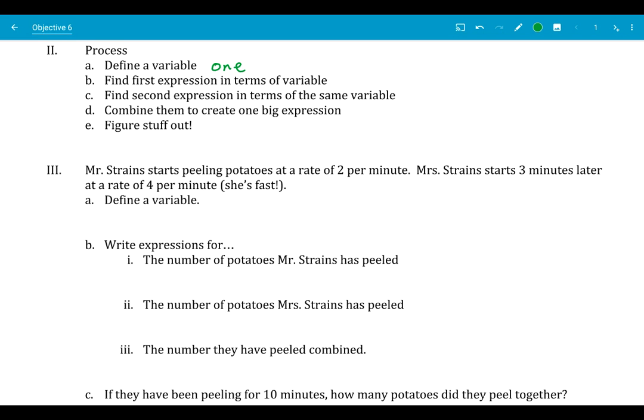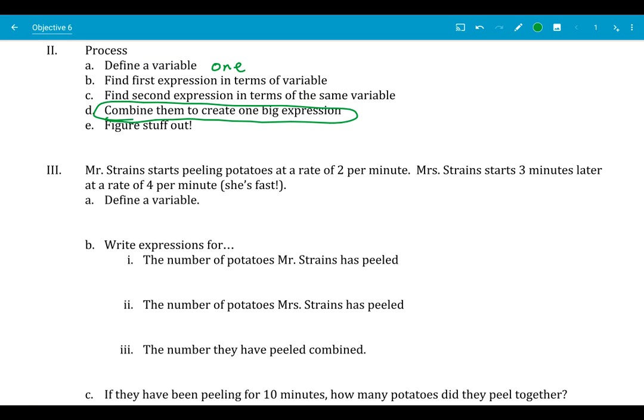You are then going to write each of those expressions in terms of the variable. And then here is the part where we don't know exactly how you're going to combine them. Maybe you're going to add them together and set them equal to a total number. Maybe you're going to set them equal to each other, maybe something else. That's where you've got to use a little bit of logic and critical thinking.